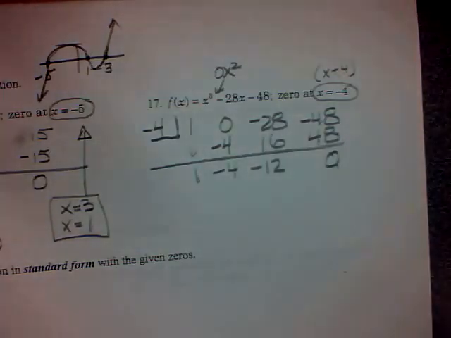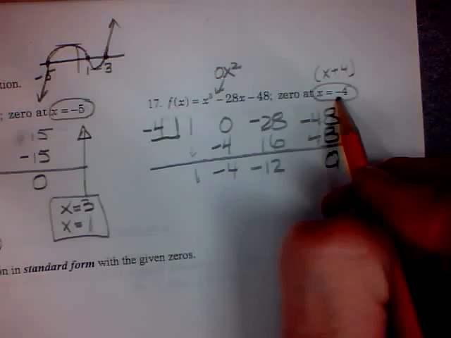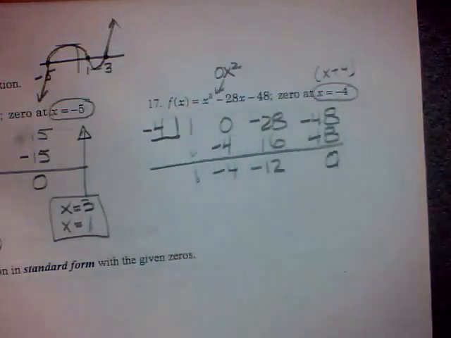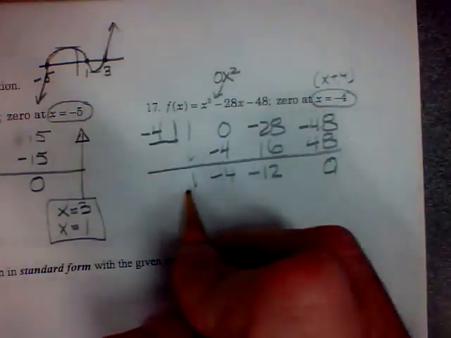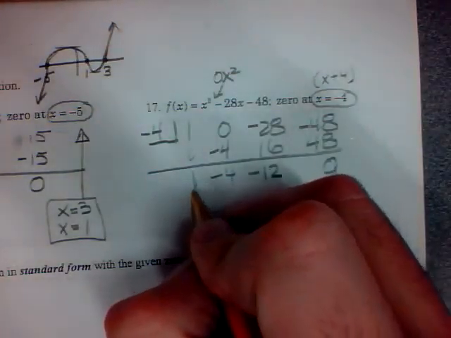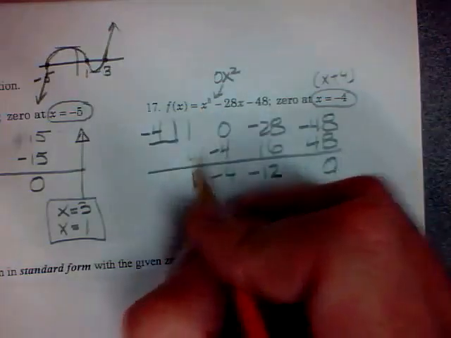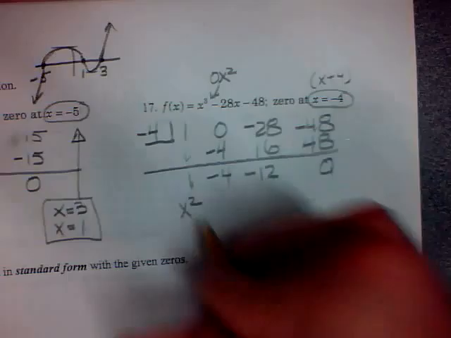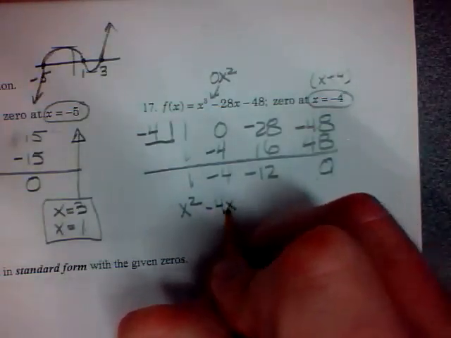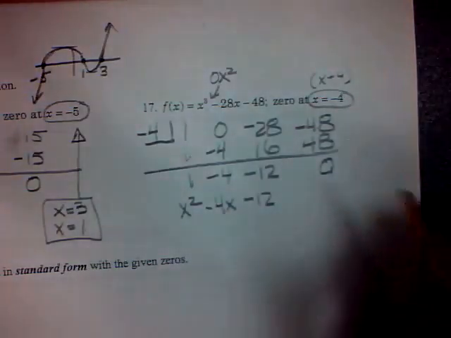Remember, this must be 0 because this is a 0 for this polynomial, which means it has to divide in evenly. Then we can write our quadratic. So remember, we're going to lower this down by 1. It started as a cube, so now it's going to be a squared. So this is 1x squared minus 4x minus 12.